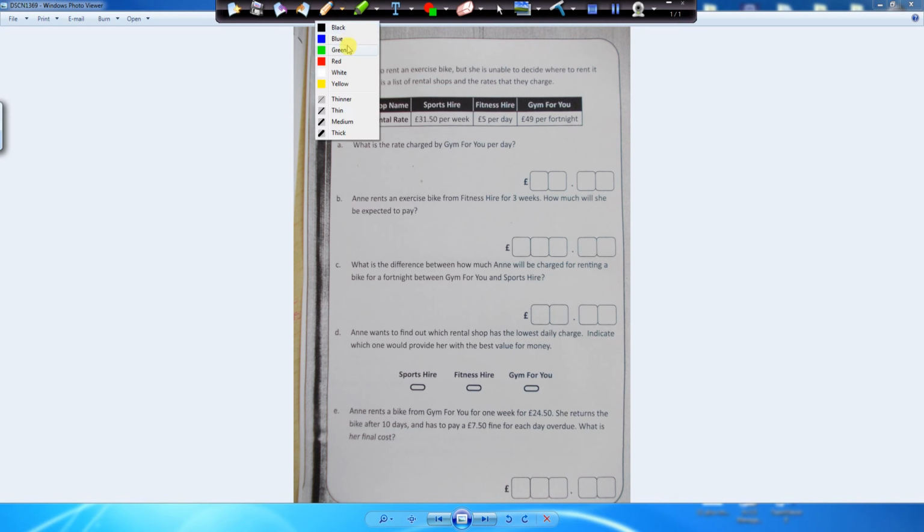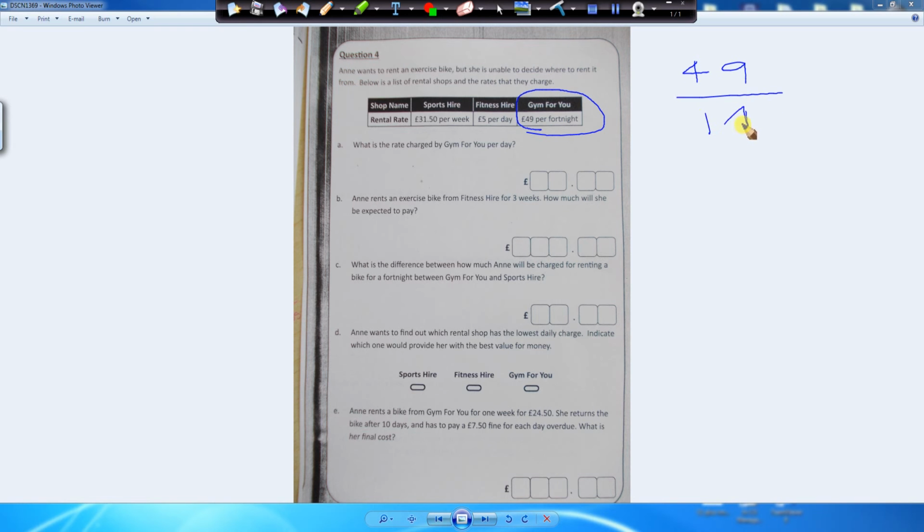Let's have a look. So we look at this one here. Gym for you per day. Now, they're charging £49 for how many days? Sorry, £49 for a fortnight. Fortnight means 2 weeks, which is 14 days. So it's £49, we divide it by 14.